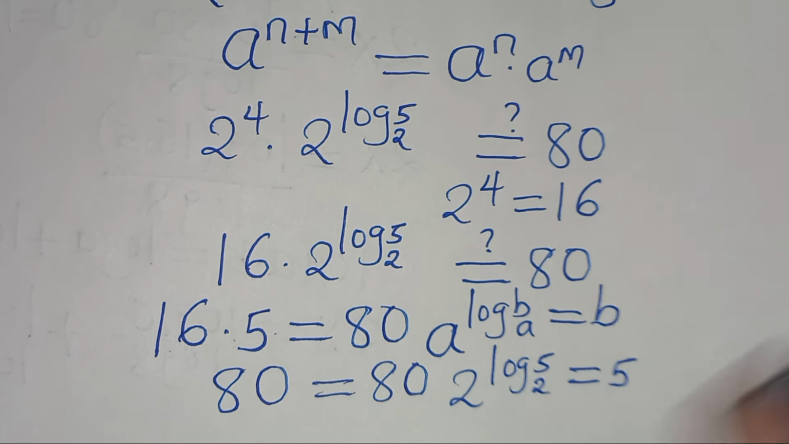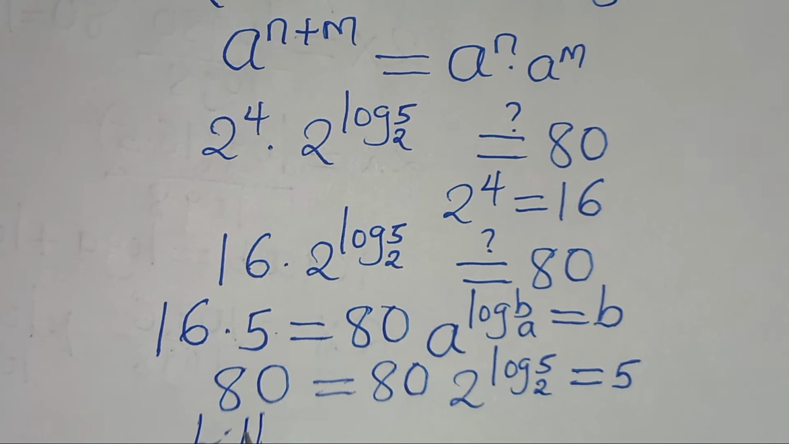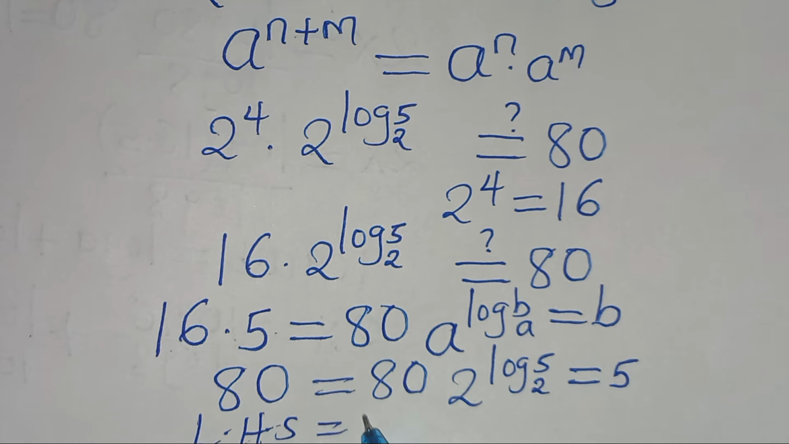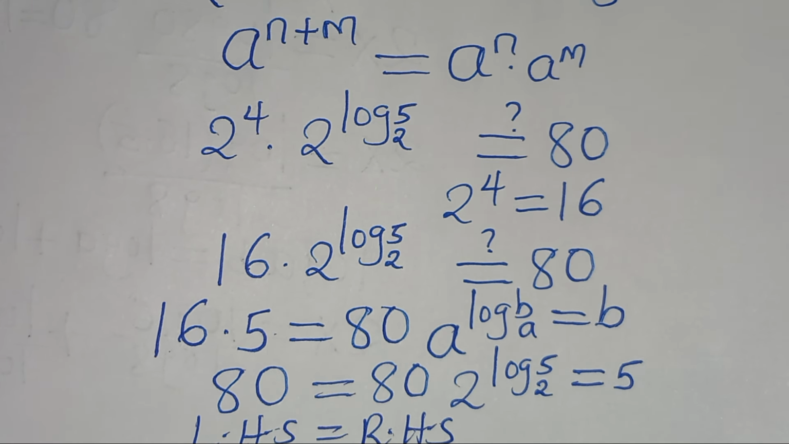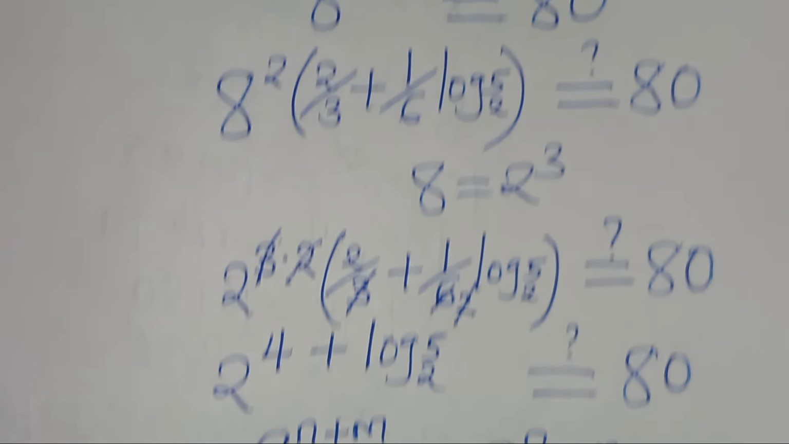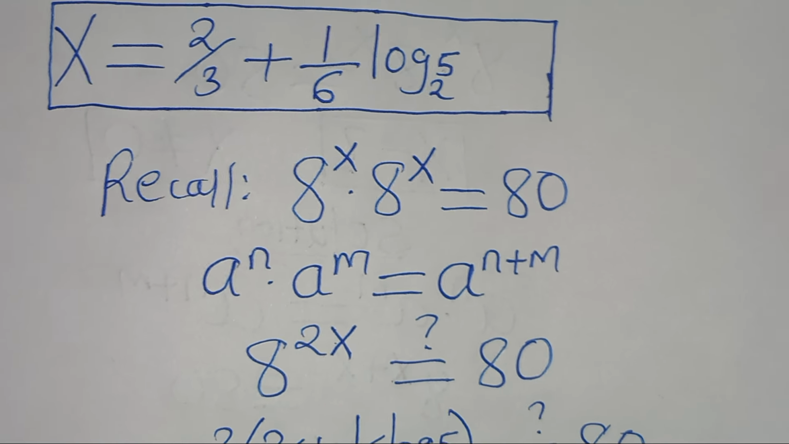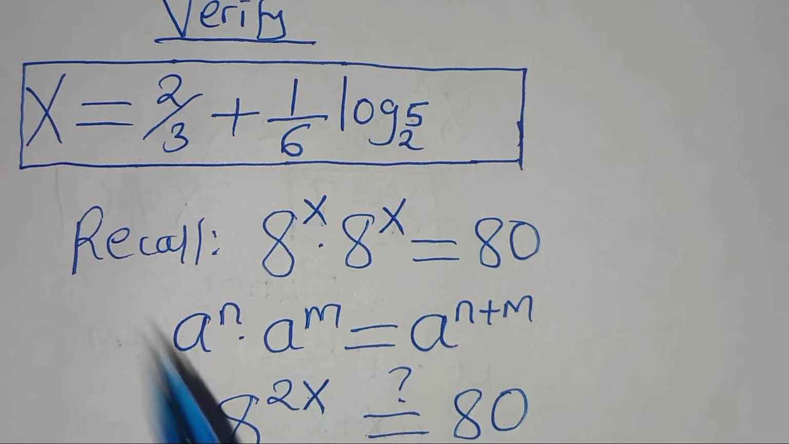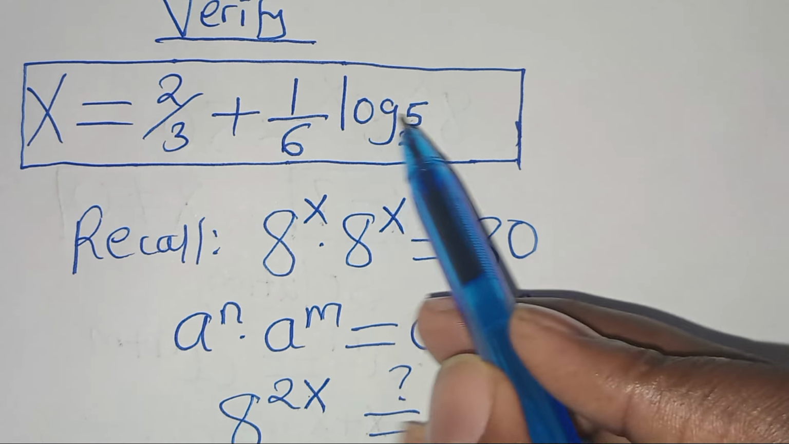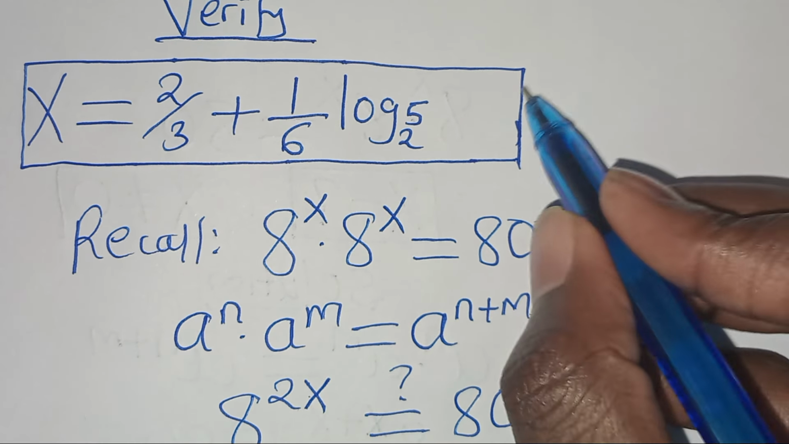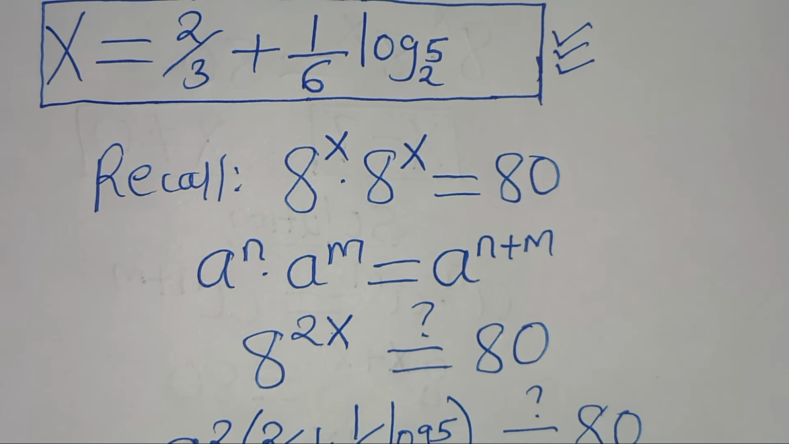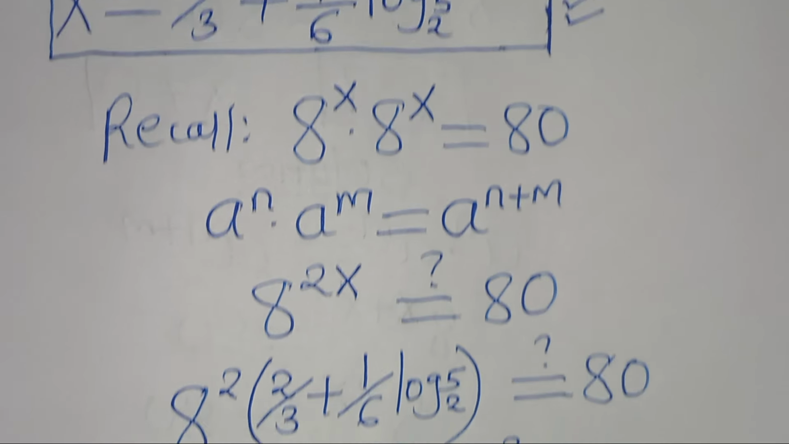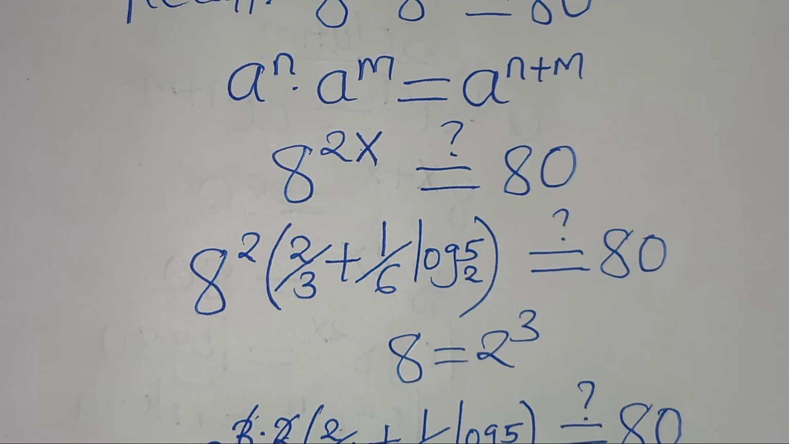And this implies that the left hand side is equal to the right hand side from here. And this implies that the value of x, which is equal to 2 over 3 plus 1 over 6 log 5 to base 2, actually satisfies the equation.